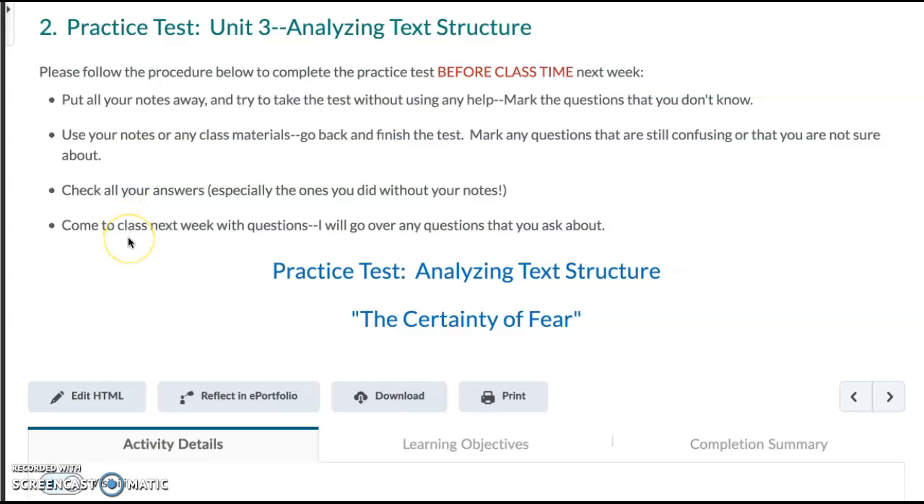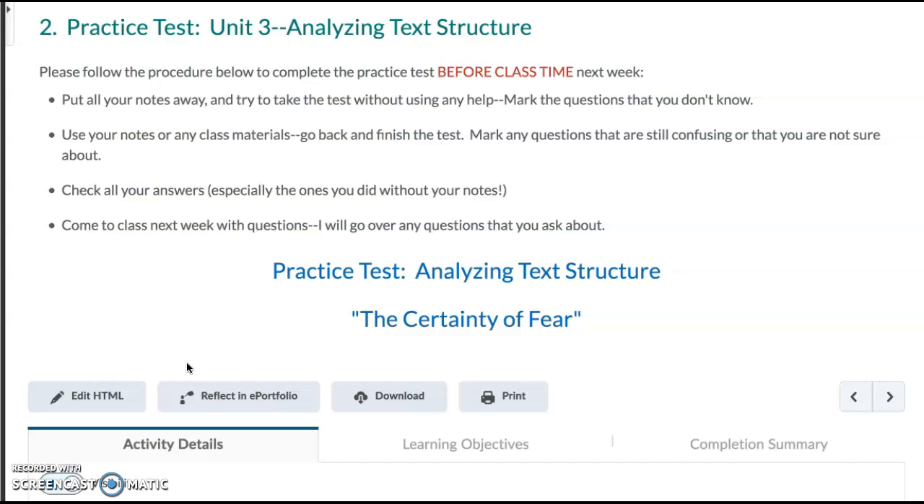And this is the procedure I would like you to go through. You're going to put all of your notes away. Try to take the test without using any help at all, just using your brain, and that's it. And you're going to mark any questions or items on the test that you don't know, that you can't answer. And then after you're all done with the entire test, the whole thing, then you can use your notes or any class materials to go back and finish the test. You can go back to the ones that you have marked that you didn't know, and you can finish that up. And those are the ones that you really need to study.